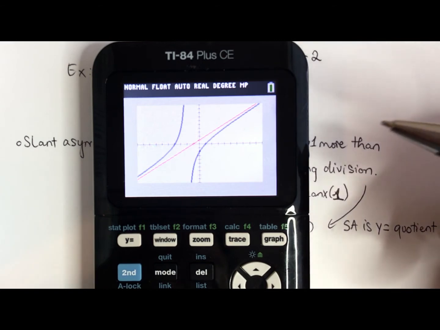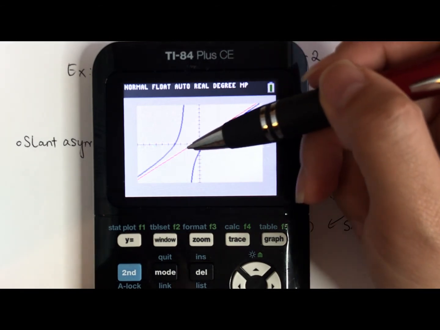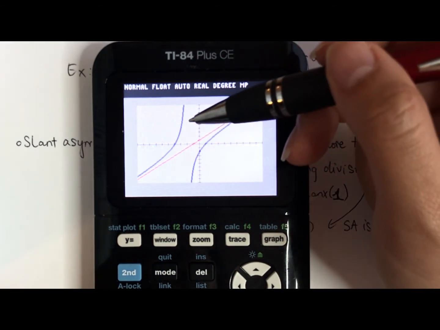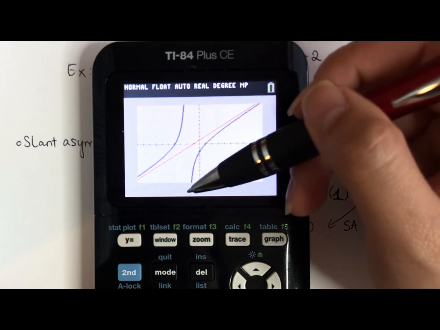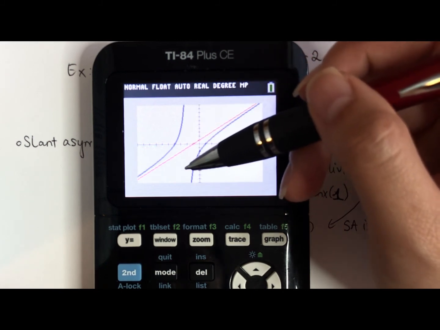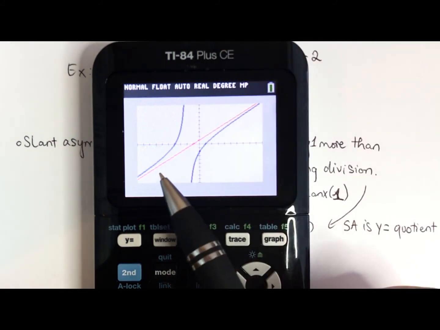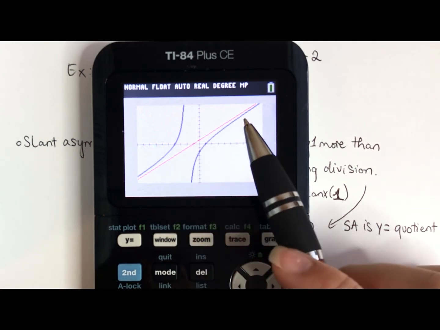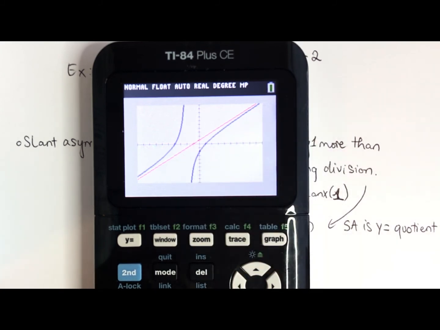As you can see here, we have a vertical asymptote at negative 2. So the graph approaches the line x equals negative 2 right here, but it doesn't touch it. And then we have a slant asymptote, which is the red line. And we have no horizontal asymptote.